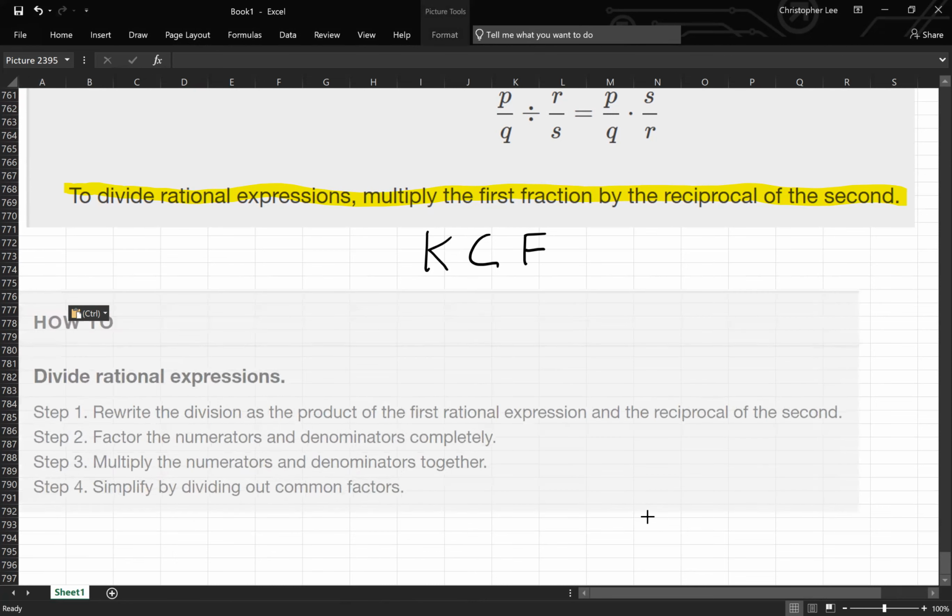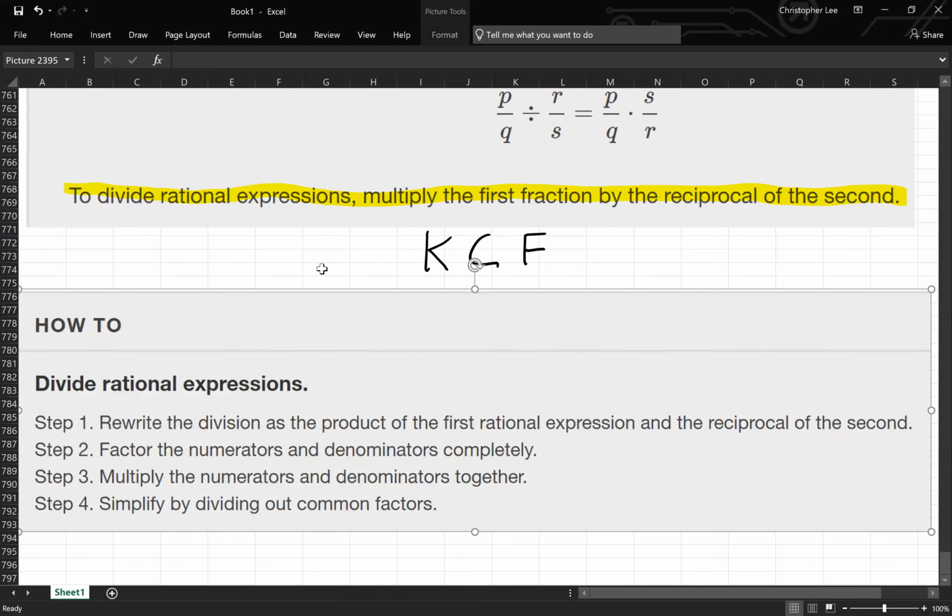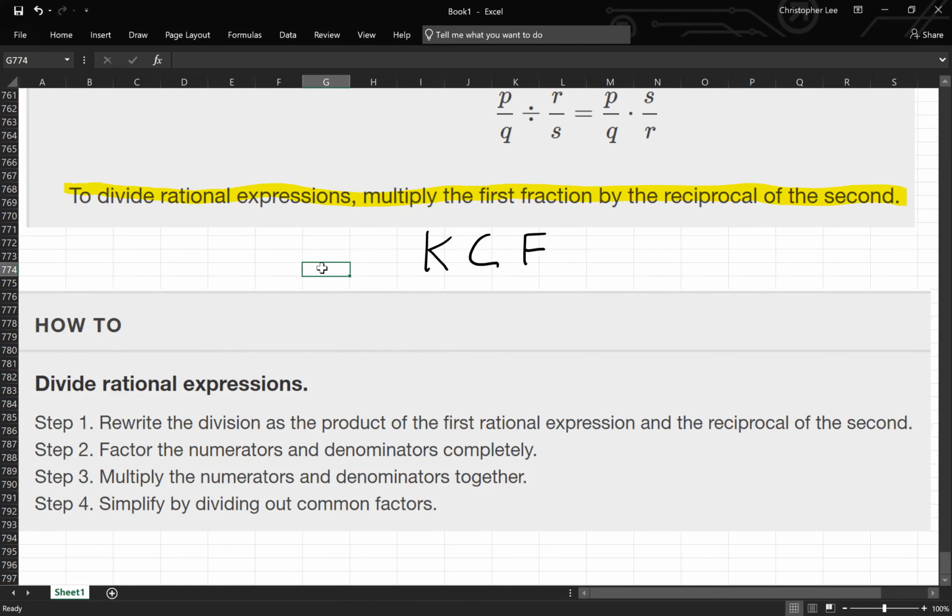So real quick, let me give y'all some instructions. How to divide rational expressions. Step one, rewrite the division as a product of the first rational expression and the reciprocal of the second, aka keep, change, flip. Step two, factor the numerators and denominators completely. Step three, multiply the numerators and denominators together. Step four, simplify by dividing out the common factors. All right, let's take a look.